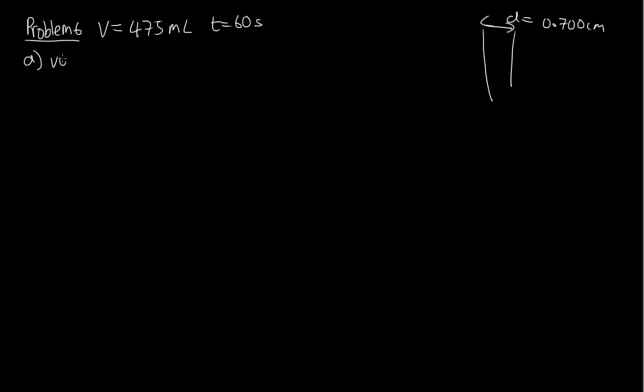So we know that volume flow rate is equal to the cross-sectional area times the velocity, and it's also equal to the volume over the time. So these are two different V's. This is the velocity and this is the volume. So we know the volume and the time. So in 1 minute, 0.475 litres leaves the tap, and that's in 60 seconds.